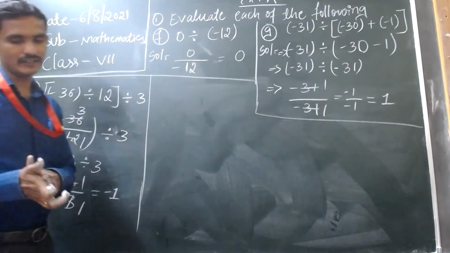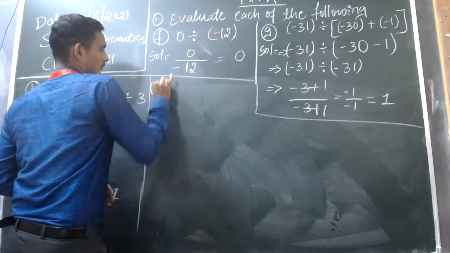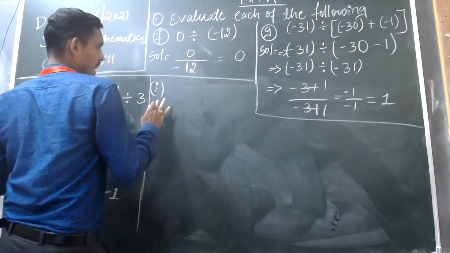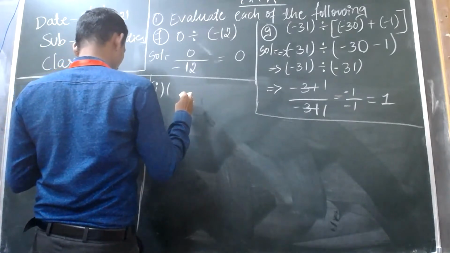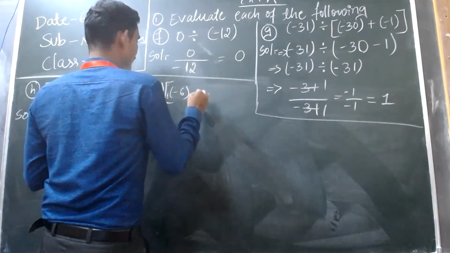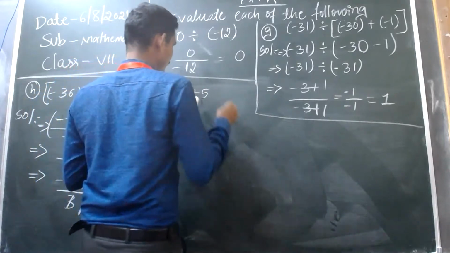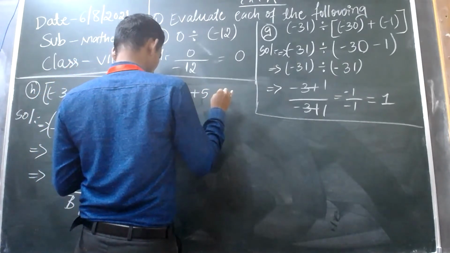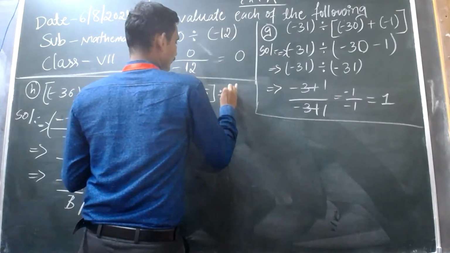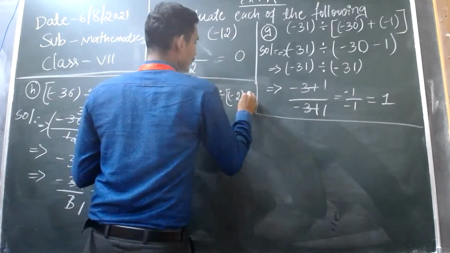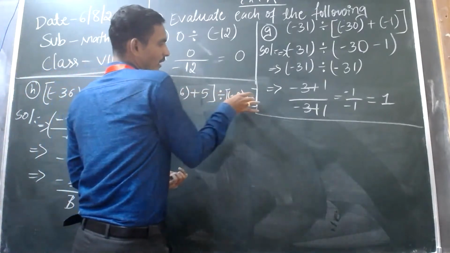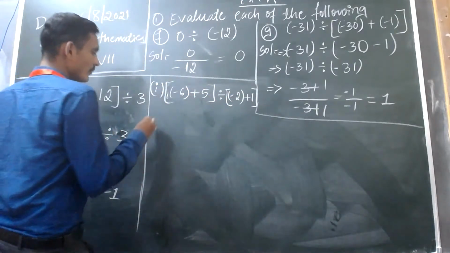Another last problem is there in this bit, that is I. So the I1 question is like that: minus 6 plus 5 divided by minus 2 plus 1. This is the question we have to solve. First we have to solve this bracket and afterwards the other bracket. So I am solving this bracket here.